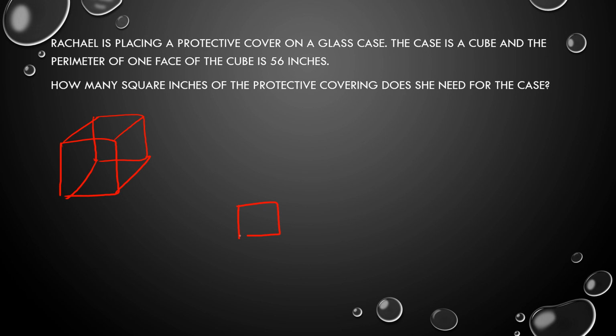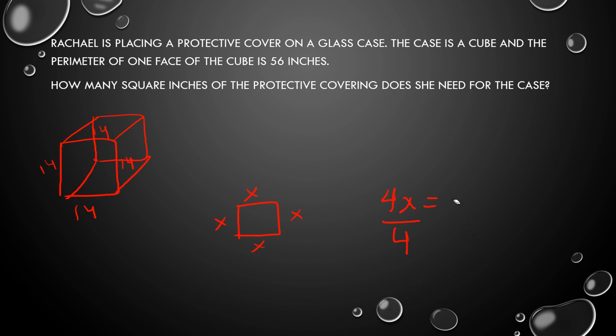So if I have a square, and if I were to add x plus x plus x plus x together, I would get 56. So to figure out how big or how long one side of this cube is, we need to divide 56 by 4. And when we divide 56 by 4, we get 14. So that means that each one of these sides are going to be 14 inches.